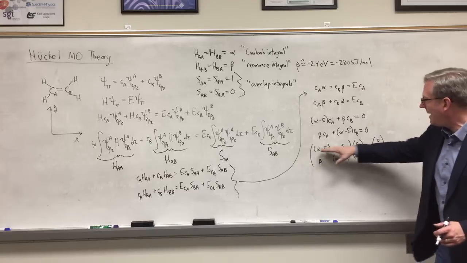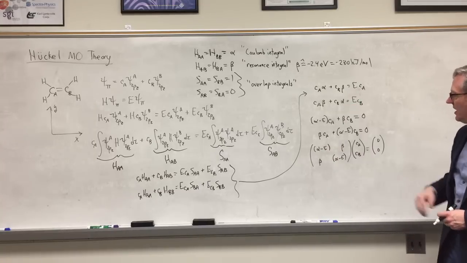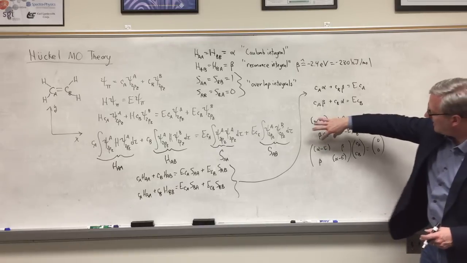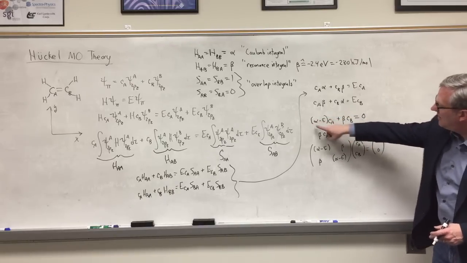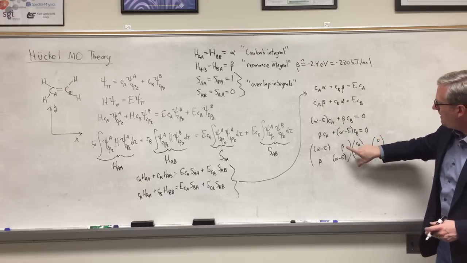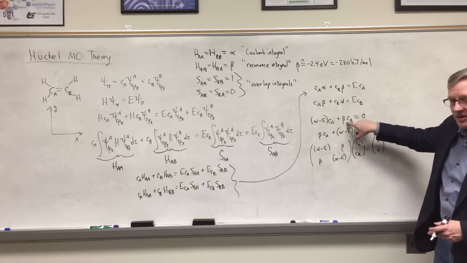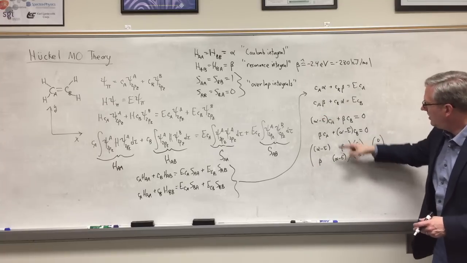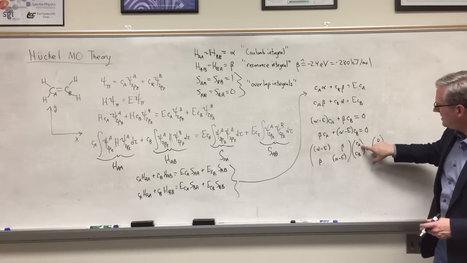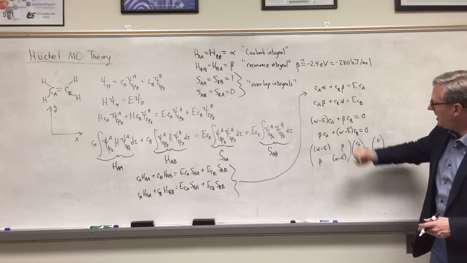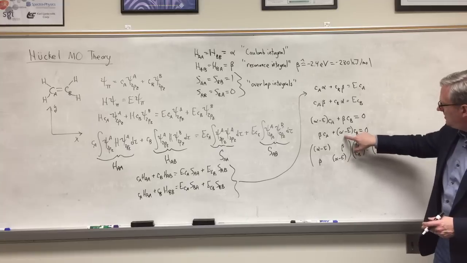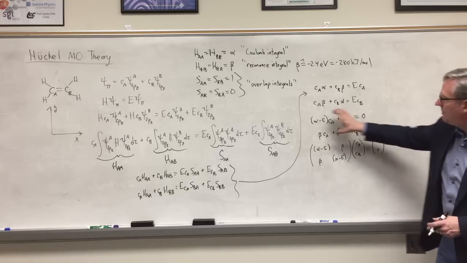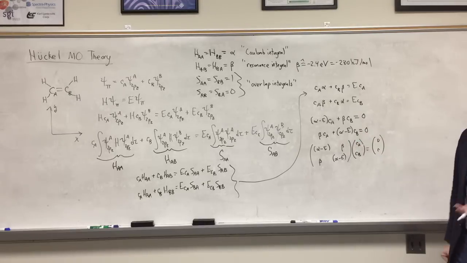Now, going backwards from the matrix notation to the equation, you multiply the first row times the column to give the first row on the other side. So I get alpha minus E times C sub A, that's that term, plus beta times C sub B, that term, equals 0. That's my first equation. The second row gives me the second equation. Beta times C sub A, that's that term, plus alpha minus E times C sub B equals 0. So this notation encompasses both of those equations in one single matrix equation.